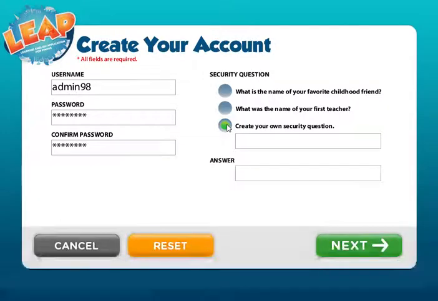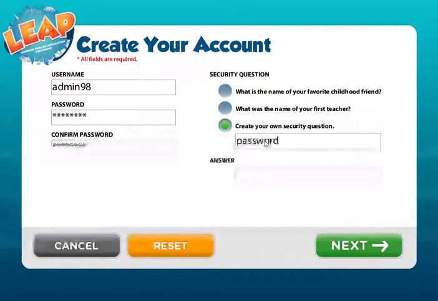You may customize your own security questions. In this case, we will create a password. Again, this is only for presentation purposes only. Click Next.